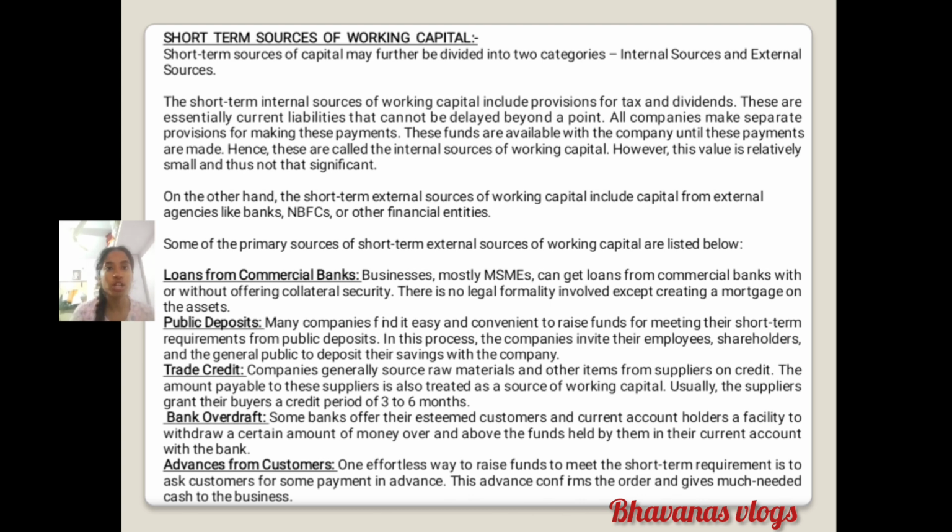First point, loans from commercial banks. Second point, public deposit. Third point, trade credit. Fourth point, bank overdraft. Fifth point, advances from customers. So, loans from commercial banks.